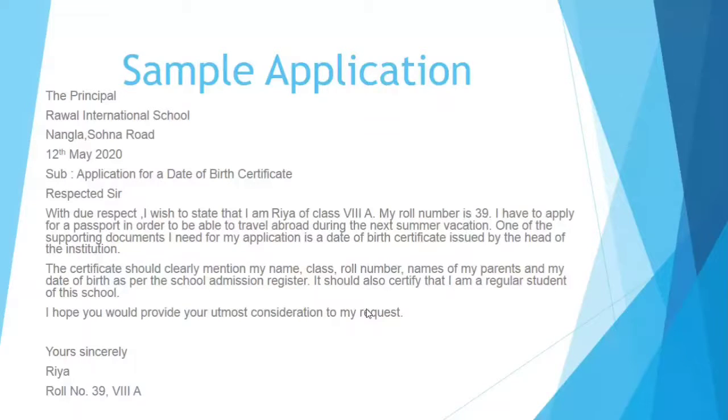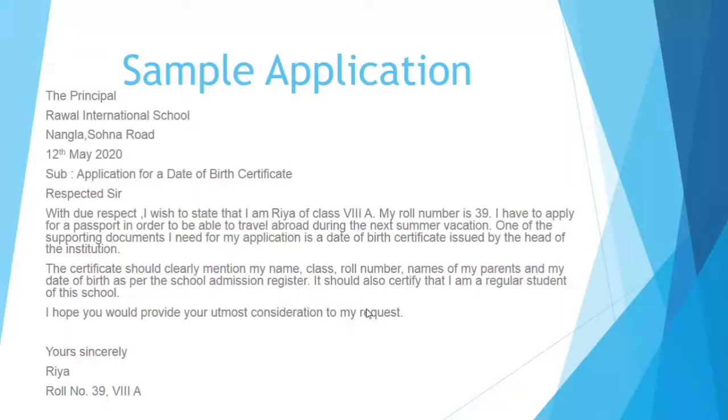This is a layout of a letter to the principal. Here you have to write an application to the principal for a date of birth certificate issued by the head of the institution. In this layout, you can see that first I have mentioned designation, then address, then date, then subject, then salutation. Then in body content, I have written, with due respect, I wish to state that I am Ria of class 8K. My roll number is 39.